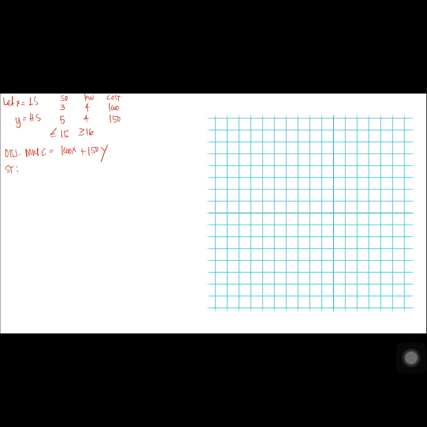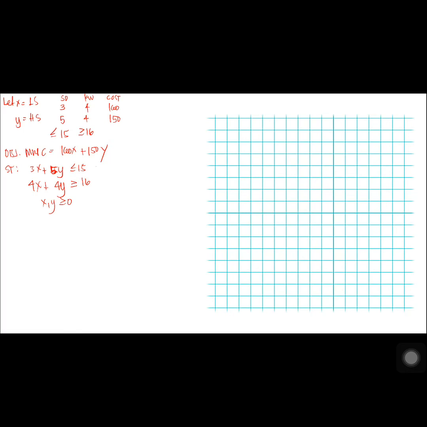So subject to, what are the constraints? We have 3x plus 5y is less than or equal to 15. Then 4x plus 4y is greater than or equal to 16. Of course, for our implicit constraints, x and y should be greater than or equal to 0.